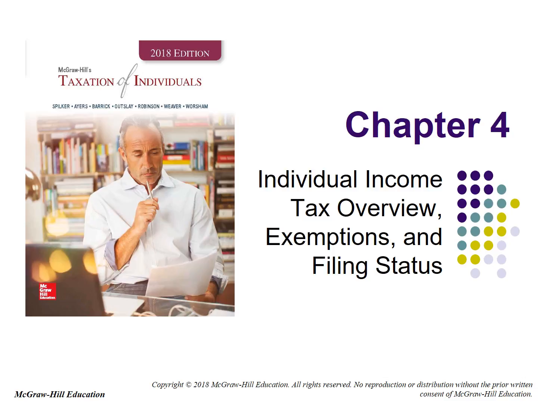Okay, in Chapter 4, we're going to be taking a look at the individual income tax overview, these things called exemptions, filing status, and we're also going to look at standard deduction amounts, and that was what our learning objective 3 from Chapter 6 deals with.